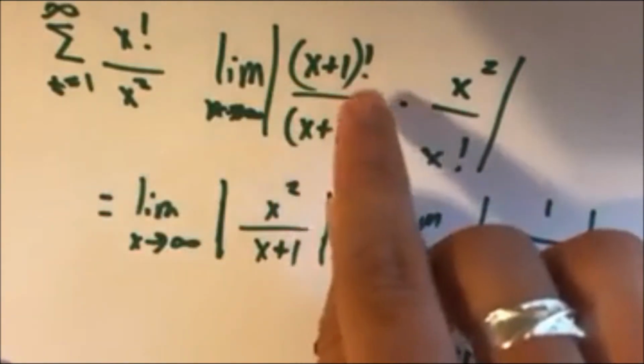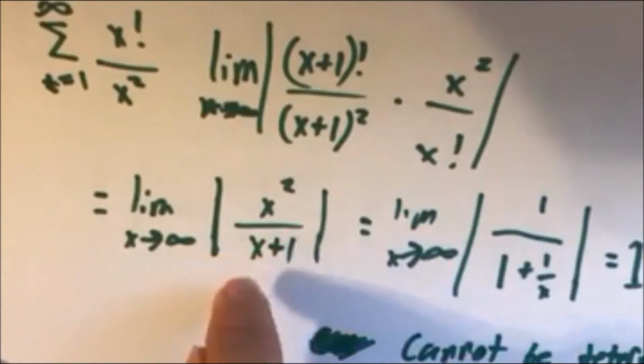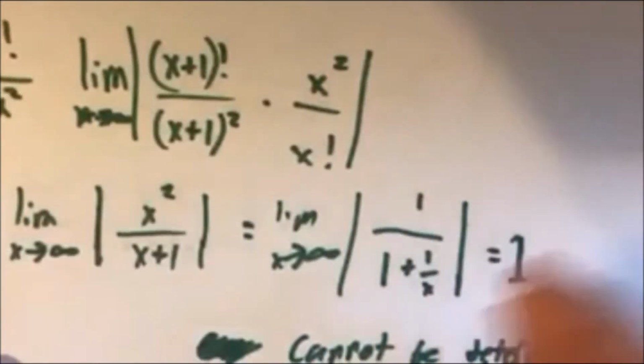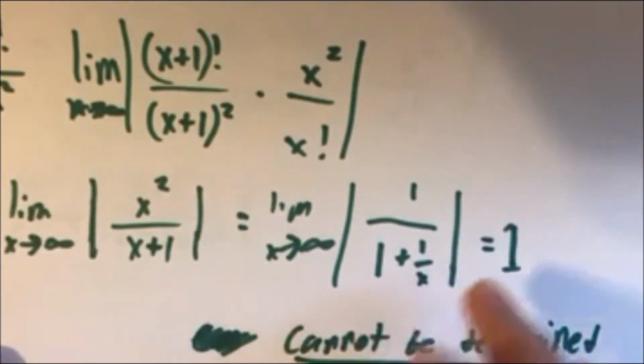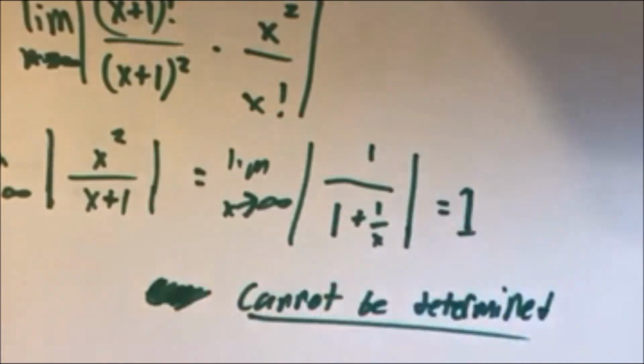After some multiplying out, we simplify it down to x squared over (x plus 1), since the factorials cancel out. Once you divide every single term by x, the highest term in the denominator, we get 1 over (1 plus 1 over x), which once you plug in infinity, gives you 1. When you have 1, the test cannot be determined and convergence is inconclusive. And that is the answer.